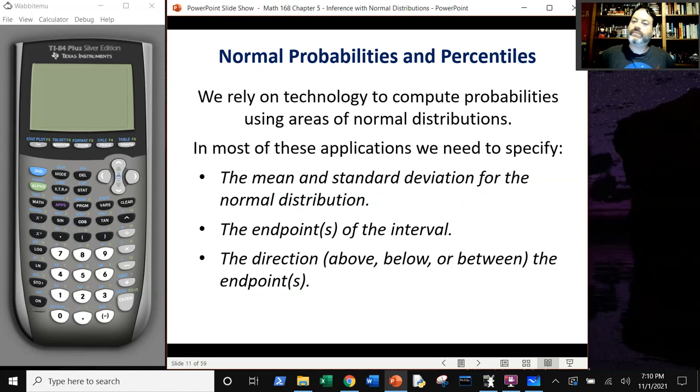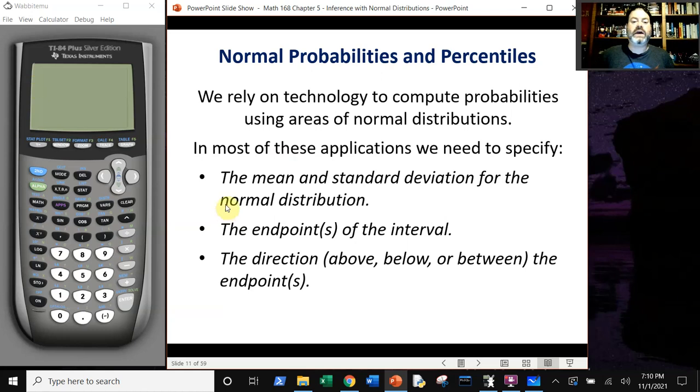And as you probably guessed, we're going to be doing a lot of technology. In general, the way the technology works here is you put in the mean and standard deviation for the normal distribution. You may be asked to put in a mean and standard deviation for something other than the standard normal. Just follow the instructions on the homework. I'll show you how to do it for the standard normal. It works exactly the same for other distributions.